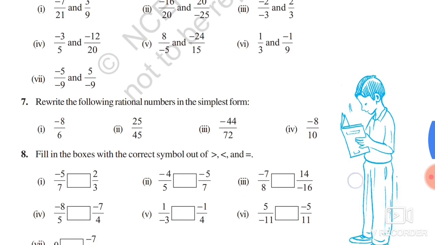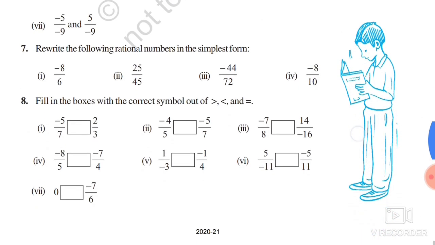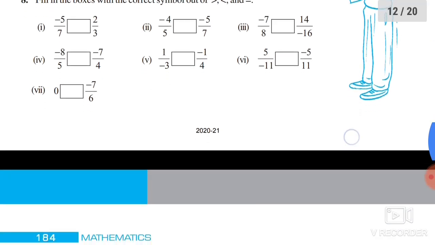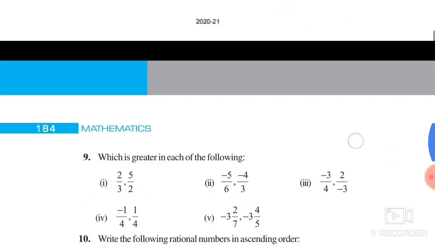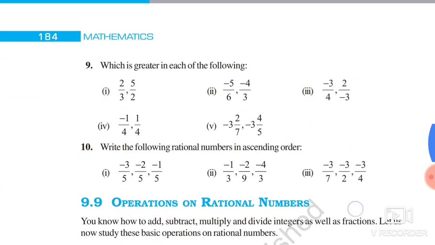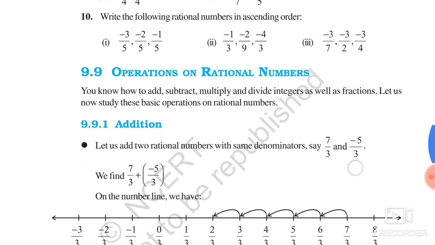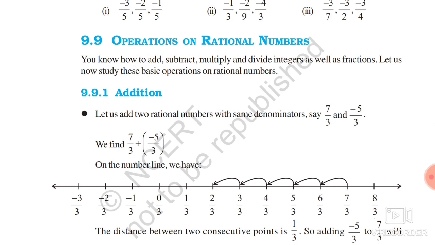Next, a very important thing is operations on rational numbers: addition, subtraction, multiplication and division. If you have skipped this in 7th standard, please go through it and revise these chapters with your textbook. It is very, very important to know how to add two rational numbers, how to subtract, how to divide and how to multiply.